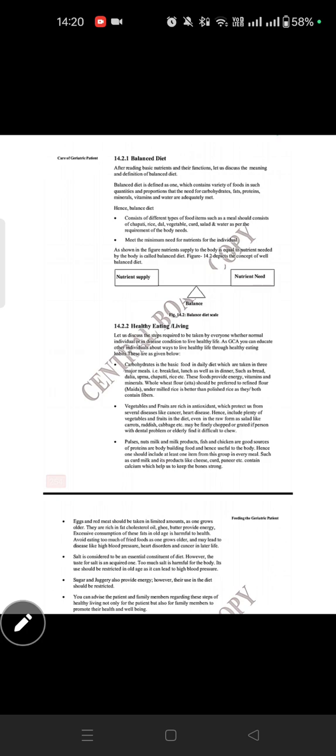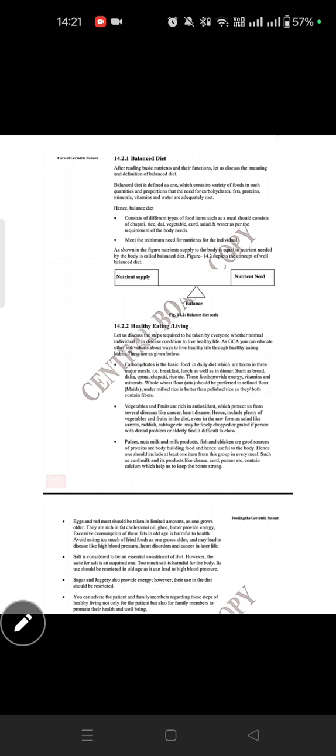So what is a balanced diet? That is nutrient supply and nutrient need, that is a balance. So the balance we can take of all the carbohydrate, fats and protein that we are taking means your balance will be maintained in daily life. For the energy we can take more carbohydrate, like upma, chapatis, or any dinner like this.